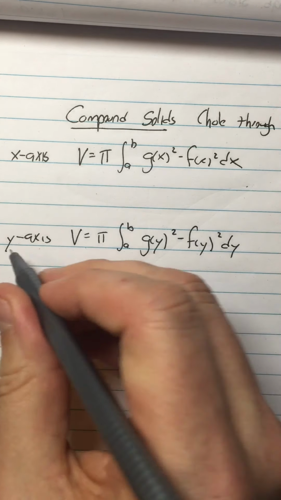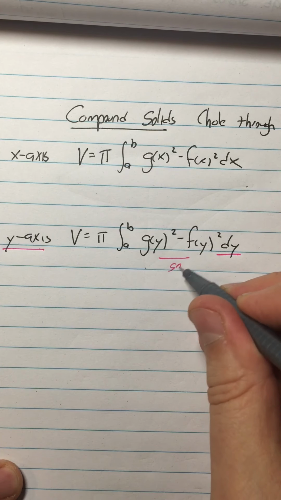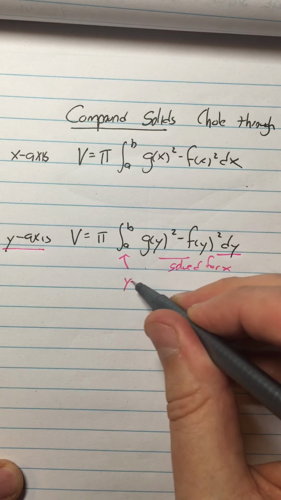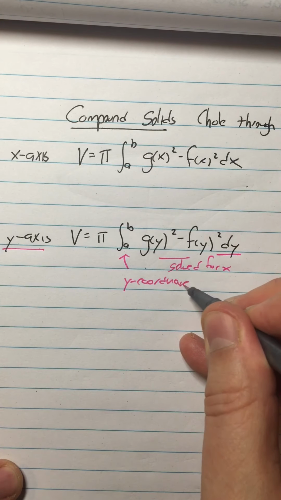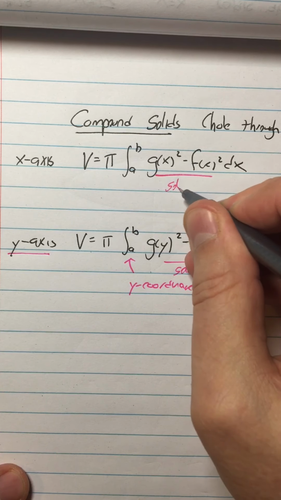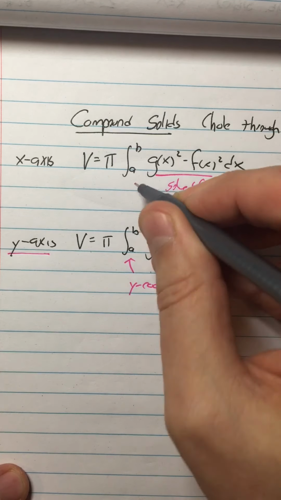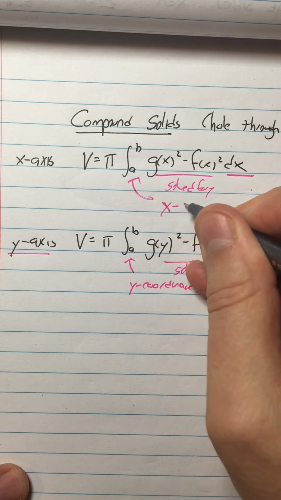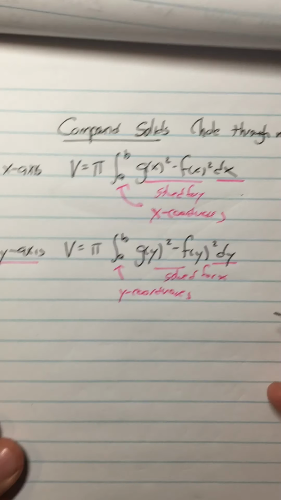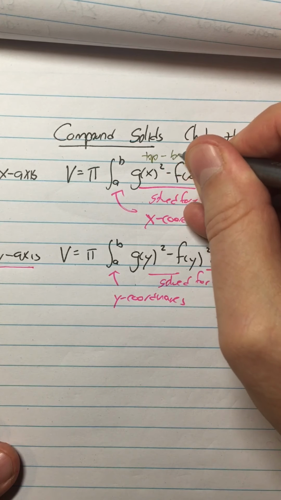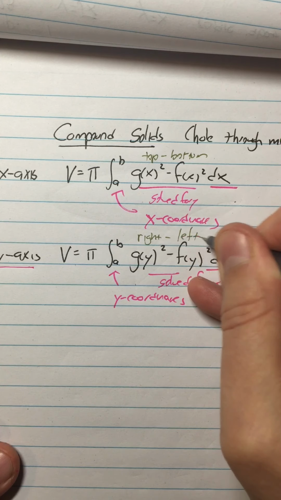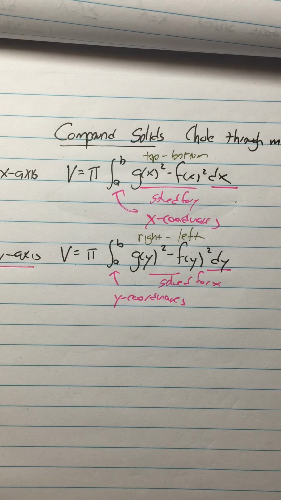Since you have y-axis rotation, you have dy, your functions are solved for x, your limits are y coordinates. When you do the x-axis rotation, you're solved for y because you have dx. Your limits are x coordinates. On the dx ones, you're going to do top minus bottom. On the dy ones, you're going to do right minus left, but just remember, make sure your area comes out positive and you can't go wrong.